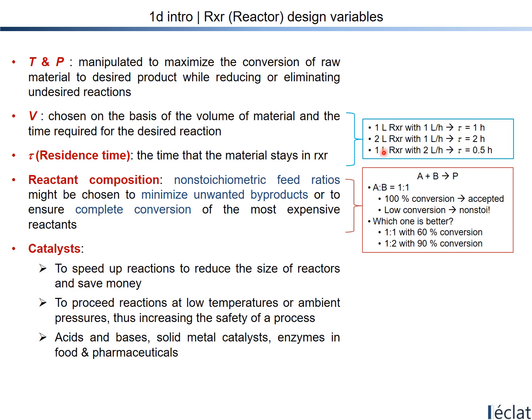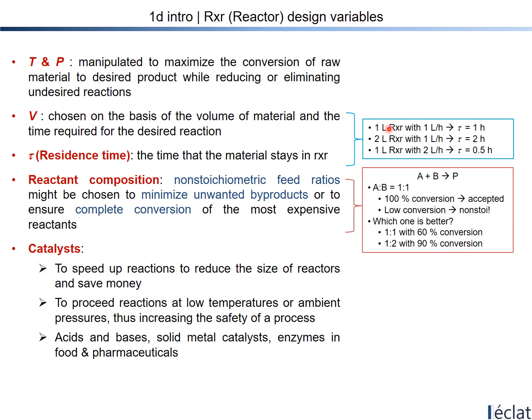Here is an example. You have a 1-liter reactor and the reactants and products are flowing in and out of the reactor at 1 liter per hour. In this case, the retention time of reactants and products is 1 hour, which is obtained by dividing the volume by the flow rate: 1 liter per 1 liter per hour. Then we obtain 1 hour as the retention time.